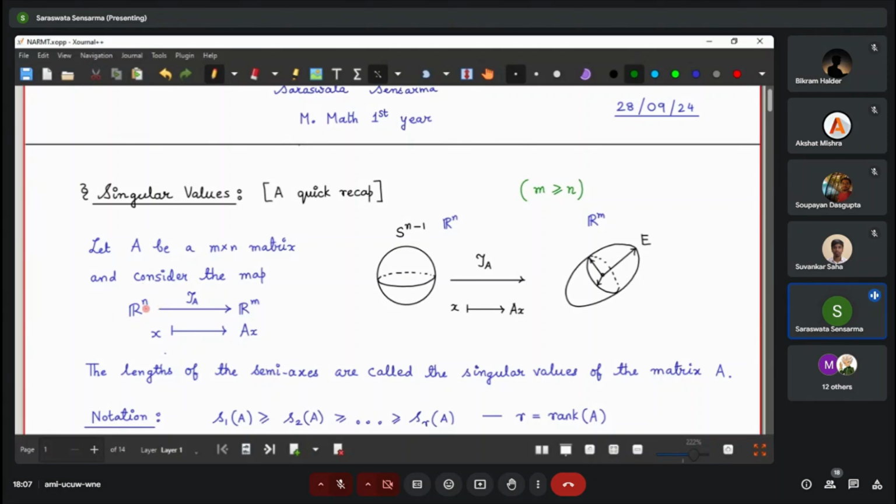By the way, just one last confirmation: my screen is visible, I am audible, and my cursor is visible, right? Yes, all three of them.